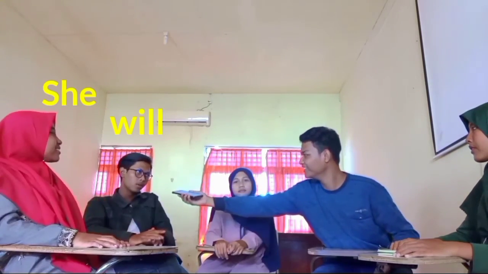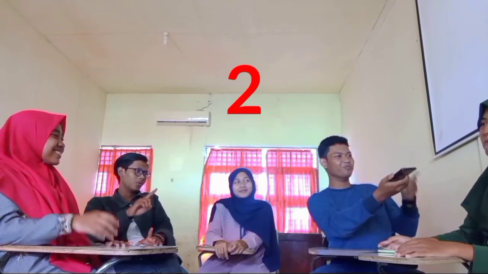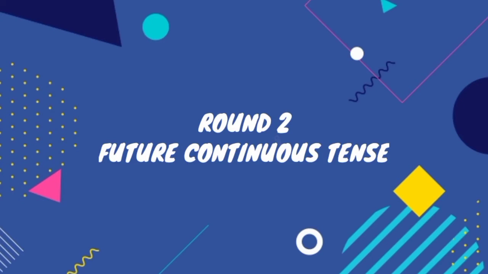So guys, Kufa is first. Please, Kufa. She will go to farm. You must arrange one sentence with simple future tense. Okay. I will buy a fish tomorrow. Correct.